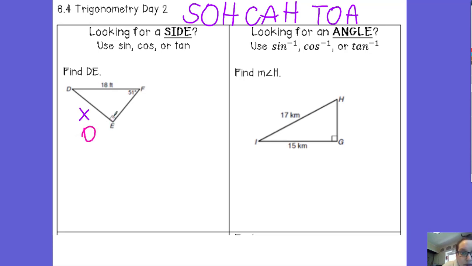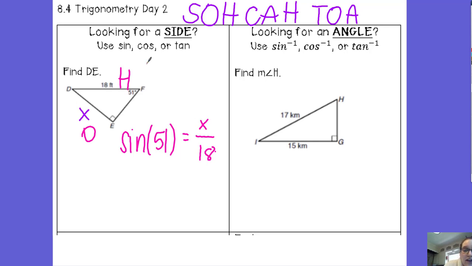18 is across from the 90-degree angle. Here's my right angle. So 18 is definitely my hypotenuse. I'm looking for the opposite side. I'm given the hypotenuse, so I go look at SOHCAHTOA and think which of the three trig functions relates the opposite side to the hypotenuse, and that is sine. So sine of 51 degrees is equal to the opposite side x over the hypotenuse, which is 18.